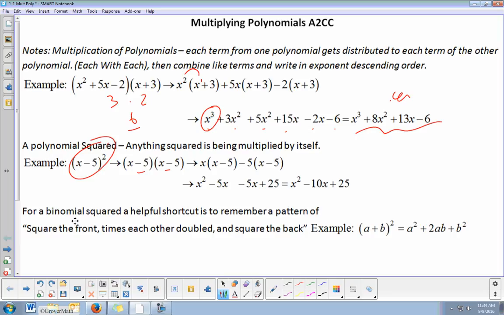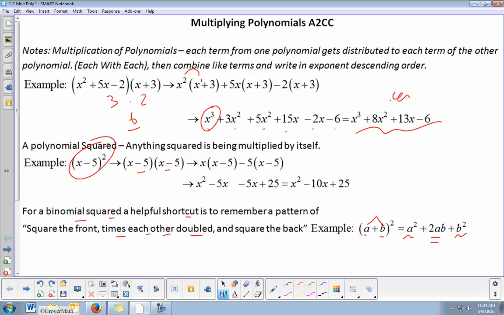There is a binomial squared shortcut, and that's what I'm showing you here. For a plus b squared, it's the first term squared, the last term squared. That gets you the two ends. The middle comes from these things times each other doubled. So times each other doubled. That's how you get the middle piece.